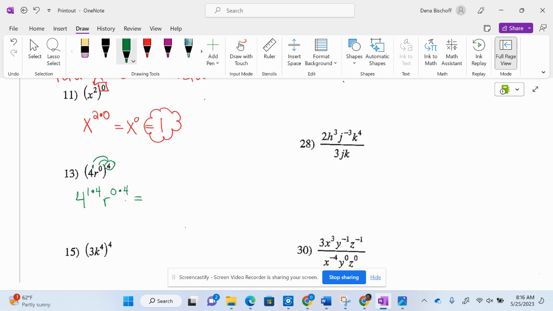So 4 to the, what is 1 times 4? So 4 to the 4th power. And what is r to the 0 times 4 power? 0. But 4 to the 4th is what number? Yeah, 256. Who said that? Was that you? Good job. 256. And r to the 0 is 1. So my final answer is just 256.